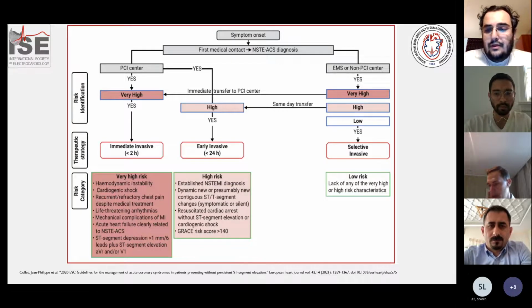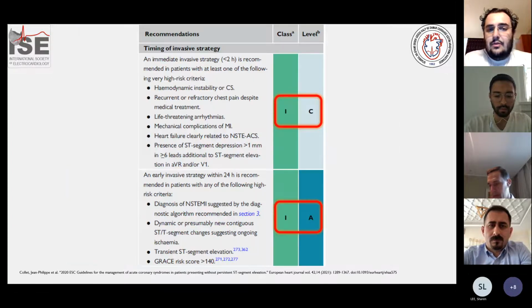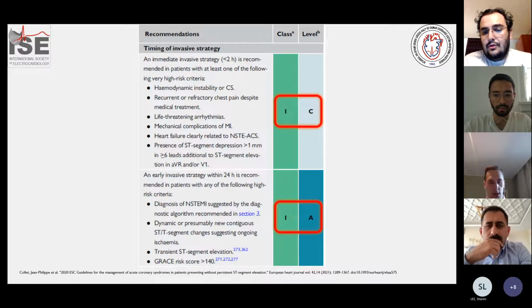What is the purpose of classifying these patients? If a patient is at very high risk, we should choose an immediate invasive strategy. If a patient is a high-risk patient, we should use an early invasive strategy. And if a patient is classified as a low-risk patient, we can use a selective invasive strategy. The recommendation levels of these strategies are very high, and especially for early invasive strategy, the evidence level is also very high.